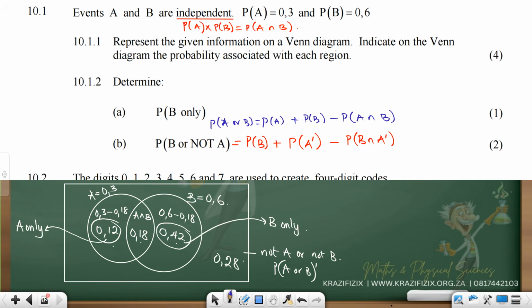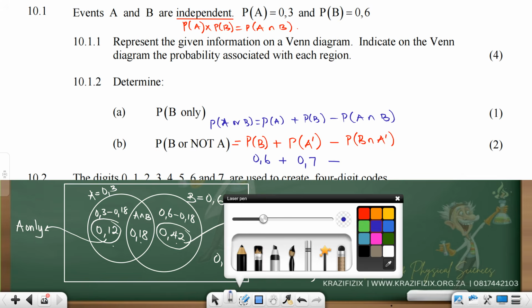What is the probability of B? 0.6. Probability of not A? No. Probability of A is 0.3. Not B only. They said probability of not A. Probability of A is 0.3. So not A will be what? 0.7. We good? What about the intersection of B and not A?